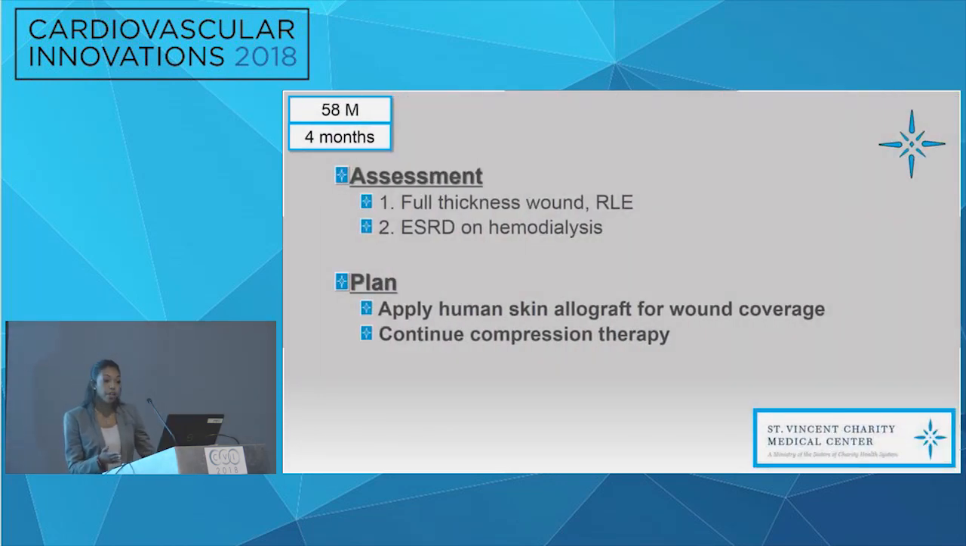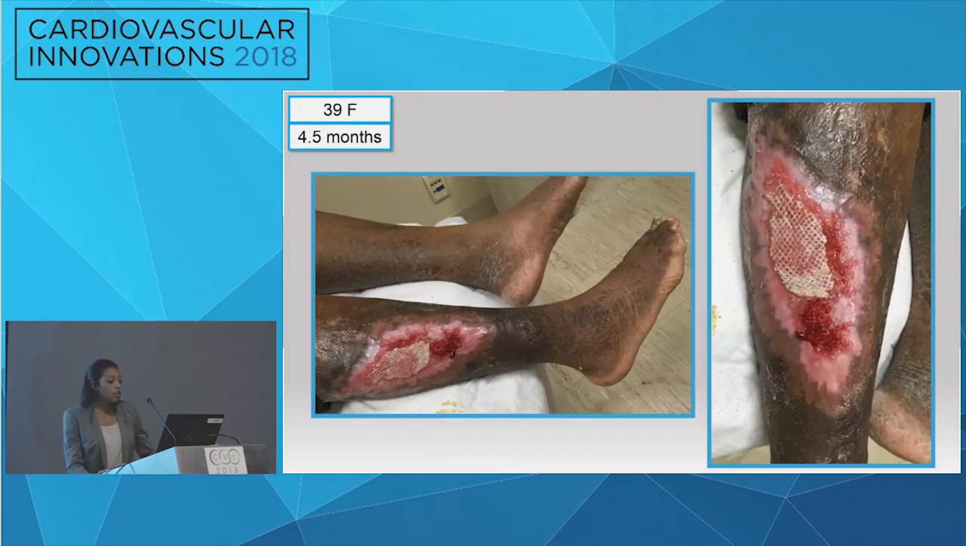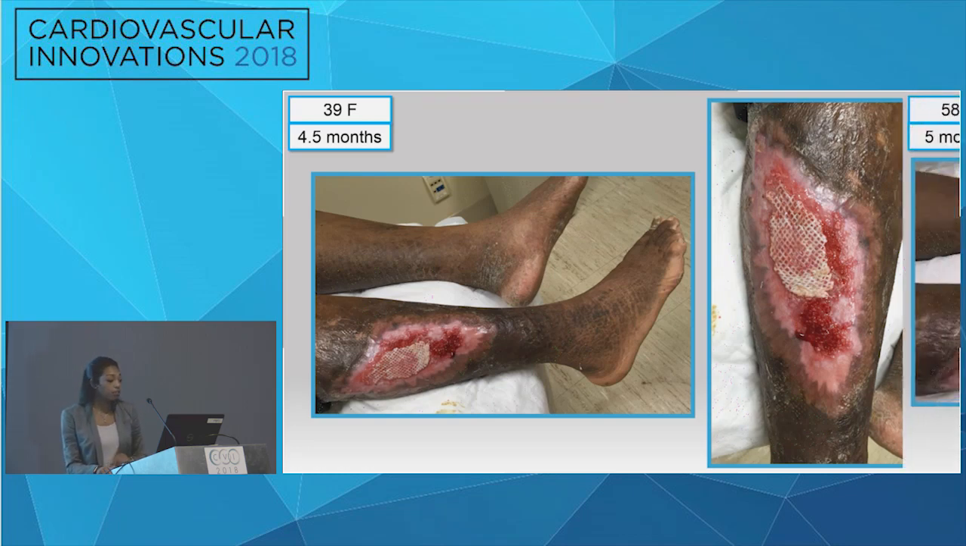So we're taking the patient back to the operating room for a debridement as well as the application of a human skin allograft that we've had great success with in the past for that wound coverage. And we also were continuing to implement pretty significant compression therapy with him just to control his fluctuating edema levels. This is a patient at 4.5 months. You can see that graft application has taken well, it's been pretty successful. You see a lot of epithelialization to the wound periphery, and there's been a significant decrease in the wound size overall.